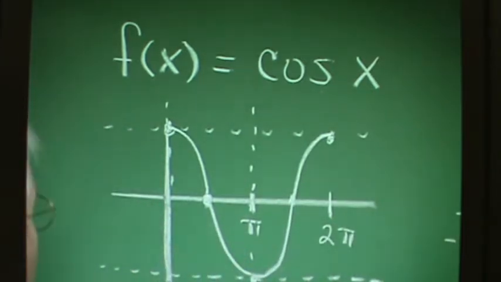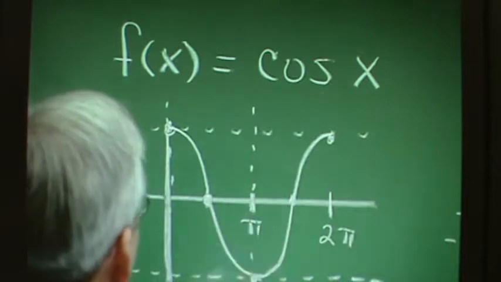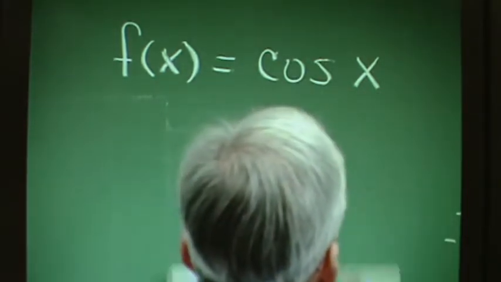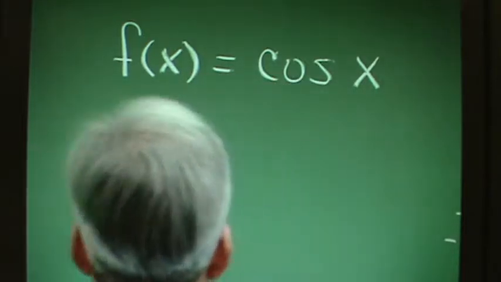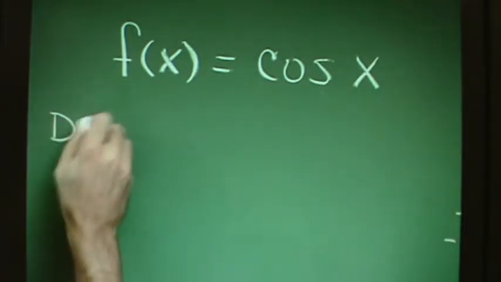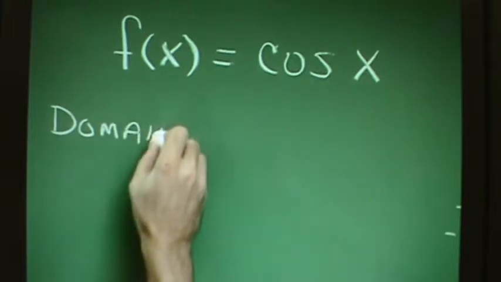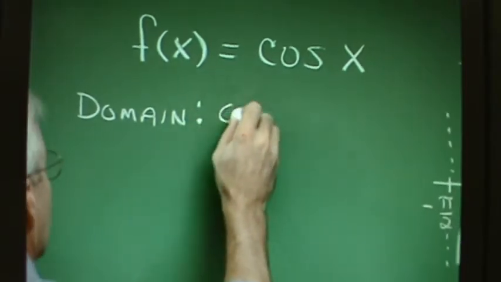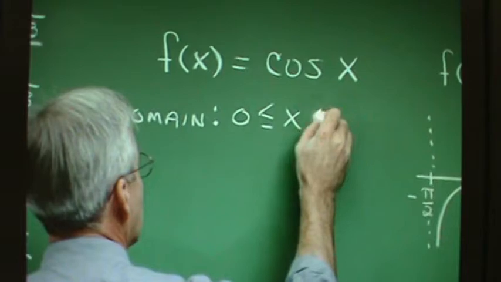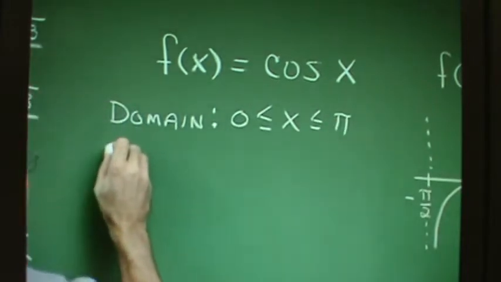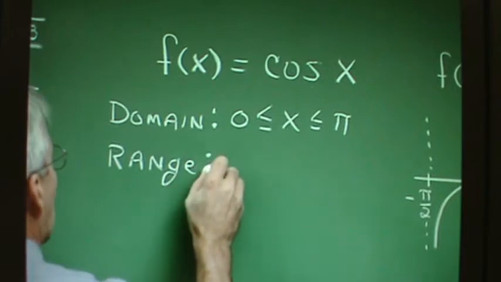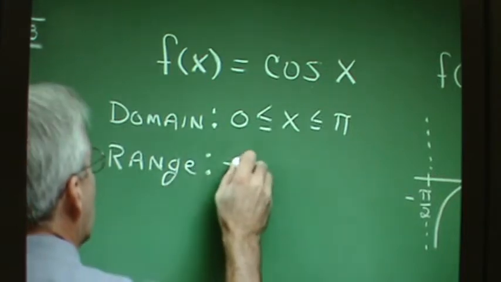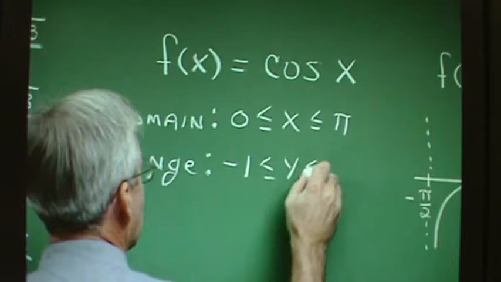All right, so let's write that up here. We're limiting the domain to 0 to pi. So domain: 0 is less than or equal to x is less than or equal to pi. Range: we know the range values go from -1 to 1, so -1 is less than or equal to y is less than or equal to 1.